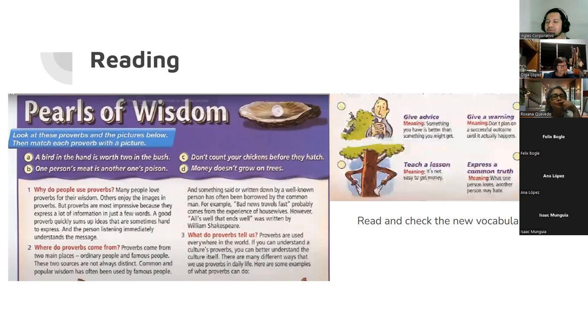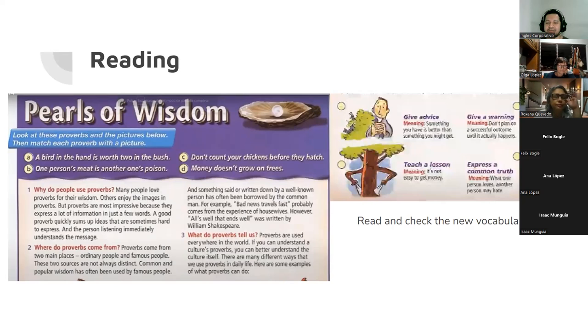So, we are going to read the three paragraphs. I don't know if a volunteer can help me reading, please. ¿Alguien que me ayude a leerlos? Okay, Felix, go ahead. Why do people use proverbs? Many people love proverbs for their wisdom. Others enjoy the images in proverbs. But proverbs are most impressive because they express a lot of information in just a few words. A good proverb quickly sums up ideas that are sometimes hard to express, and the person listening immediately understands the message.